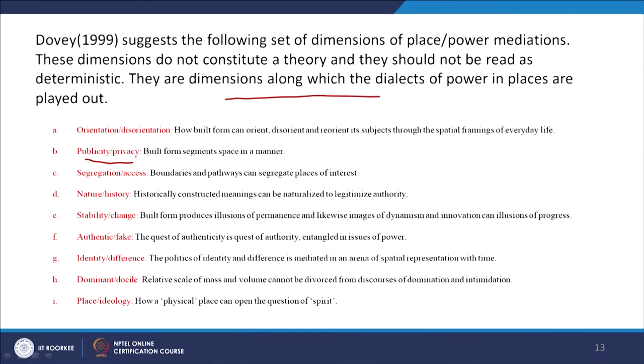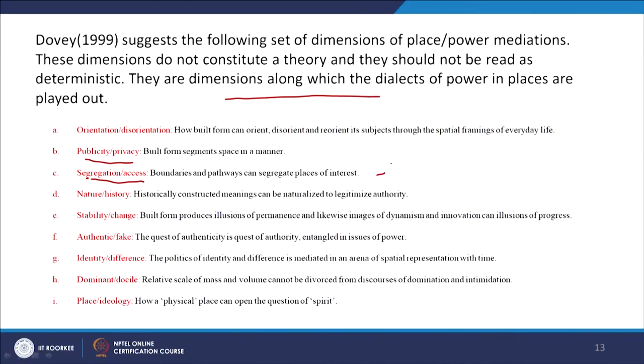How a particular passage can connect to visual connections, and how it can also disorient. If you are planning something in a Muslim house, obviously how the parda is oriented, and how the gender component is protected. Similarly, in publicity and privacy, built form segments space in a manner that depends on the various requirements of particular groups or a particular historical moment. Segregation and access: again, they are all interrelated.